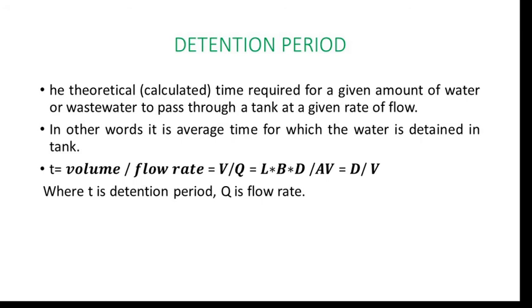Detention period is nothing but the theoretical period or time required for a given amount of water or wastewater to pass through the tank at a given rate of flow. In other words, it is the average time for which the water is retained in a tank. So theoretical time T can be calculated as volume upon flow rate. Volume is L into B into D, divided by flow rate, which is A into V. So that is D upon V. From that you can calculate the theoretical time or detention period of that water tank.